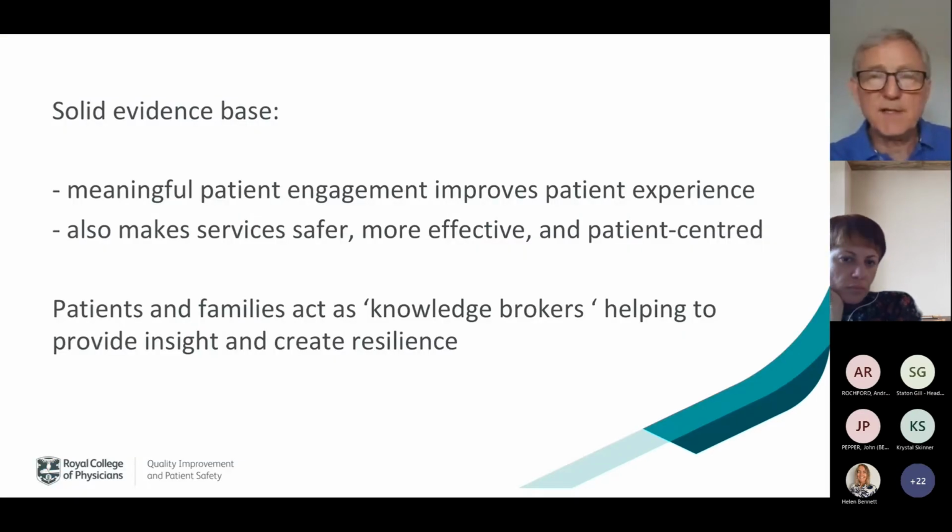And really, the evidence base: this isn't just a nice thing to do. All the evidence demonstrates very clearly that it actually makes services safer and more effective, and it gives them that patient-centered experience that we're all looking to achieve.